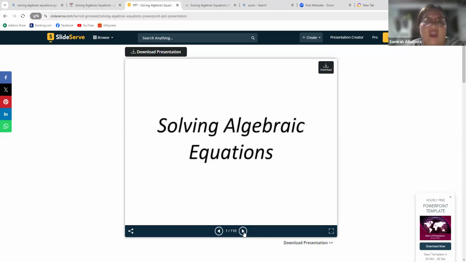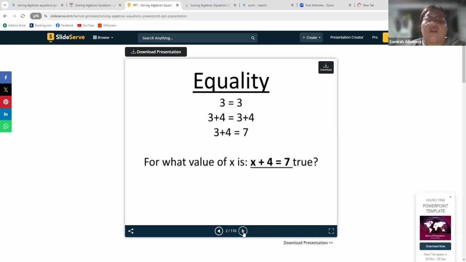If we talk about equations, it is actually equality. When you say equality, there will be an equal between the left side and the right side. If you look at it, you can see that 3 equals 3, left is 3 and the right side is 3, and they are equal. 3 plus 4 equals 3 plus 4, they are also equal. And you can also say that 3 plus 4 equals 7 because 3 plus 4 is also equal to 7.